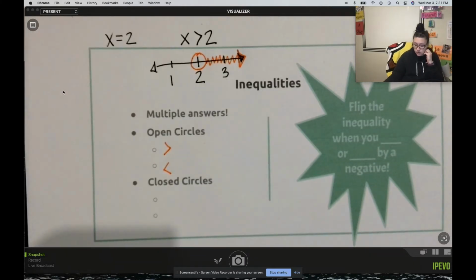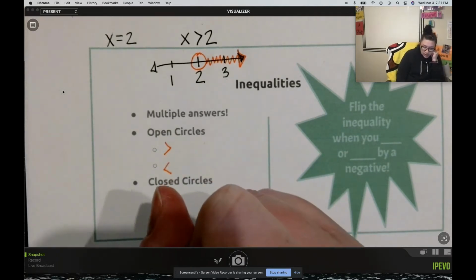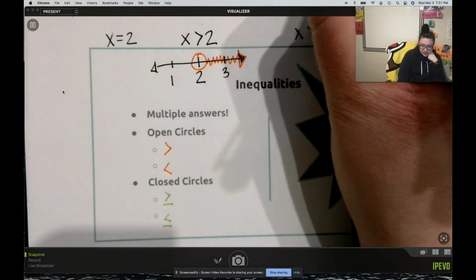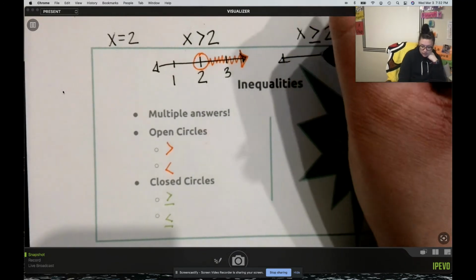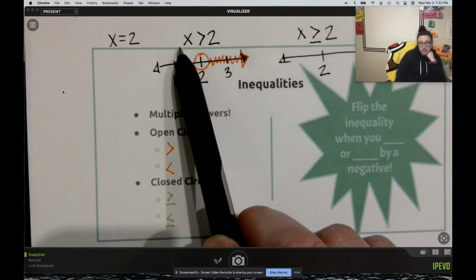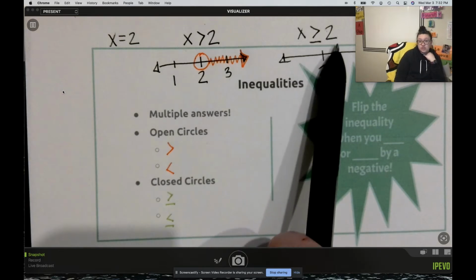We use closed circles when we have greater than or equal to and less than or equal to. I like to think if I have to be extra with my sign, if I have to draw that line underneath, then I have to be extra in my answer. So for example, if I had x is greater than or equal to 2, it looks the same here, it's just my sign in the middle is a little bit different. For this, x is greater than or equal to 2.